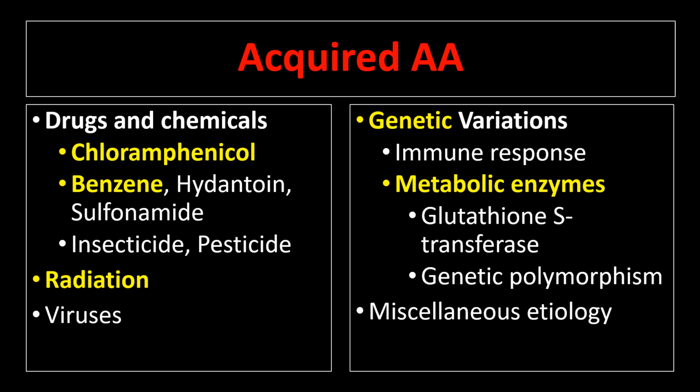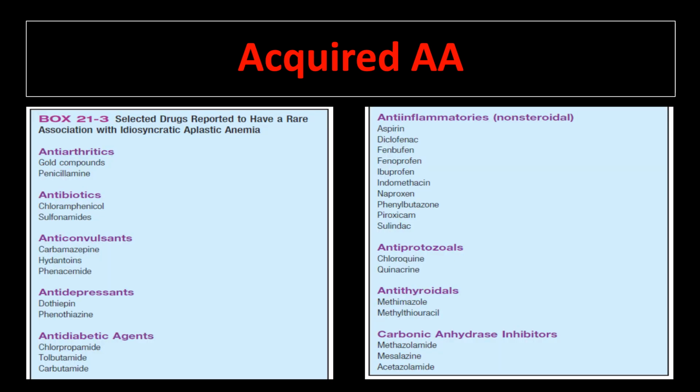the genetic predisposition. Shown in this slide are the selected drugs reported to have a rare association with idiosyncratic aplastic anemia. So what do we mean by idiosyncrasy? This refers to a rare reaction not related to the primary mechanism of action of the drugs. So this idiosyncratic type of aplastic anemia usually manifests only in susceptible individuals.